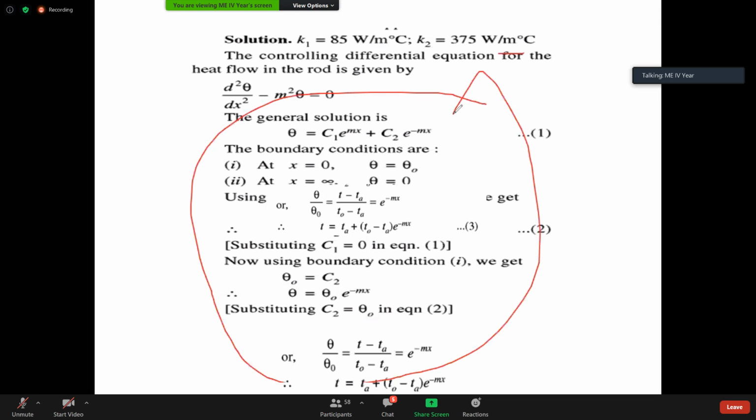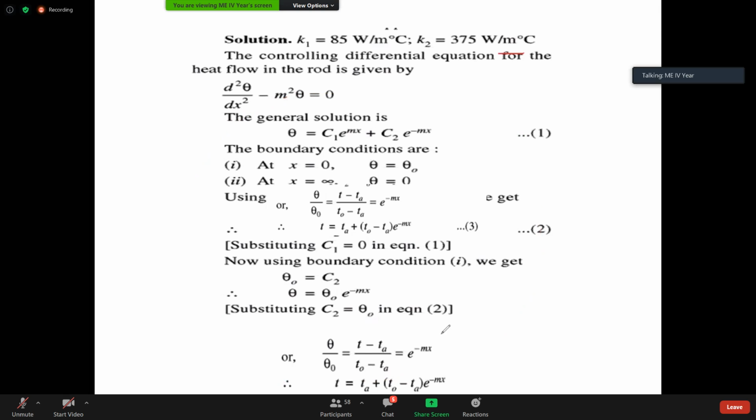This is the story of what we have done, that's all. Right? So this is the equation for an infinitely long fin, and after simplifying you will get this. Why do we get this? That's important.